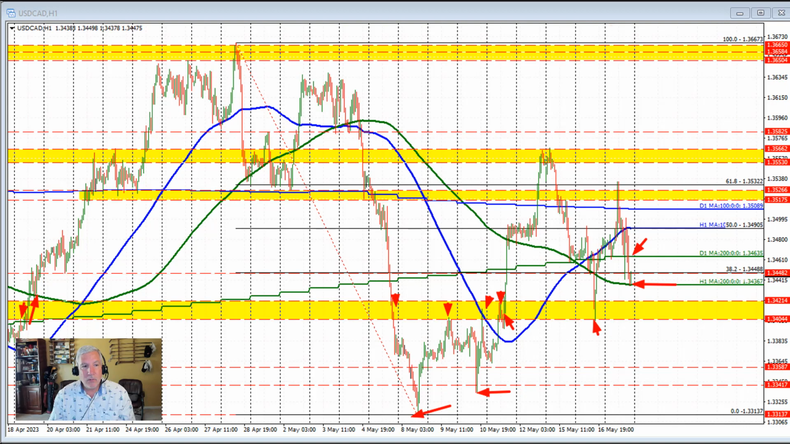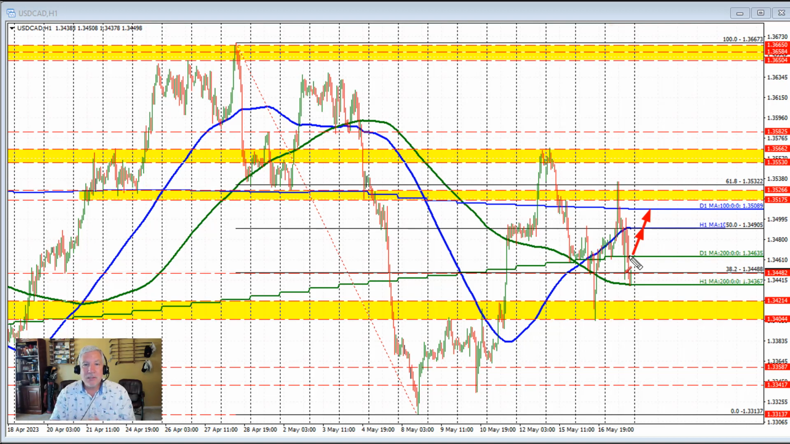Conversely, if the price were able to move back above the 200-day moving average, that would increase the bullish bias and have prices moving toward the blue lines, or the 100-hour moving average, followed by the 100-day moving average, which can be more definitive about which way the market is going or potentially going.